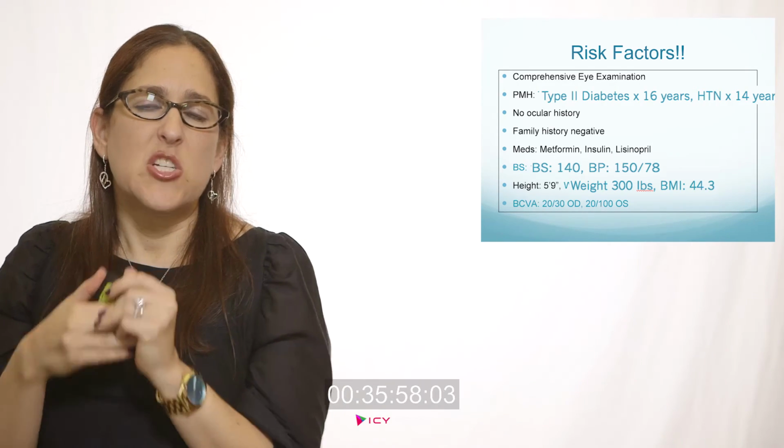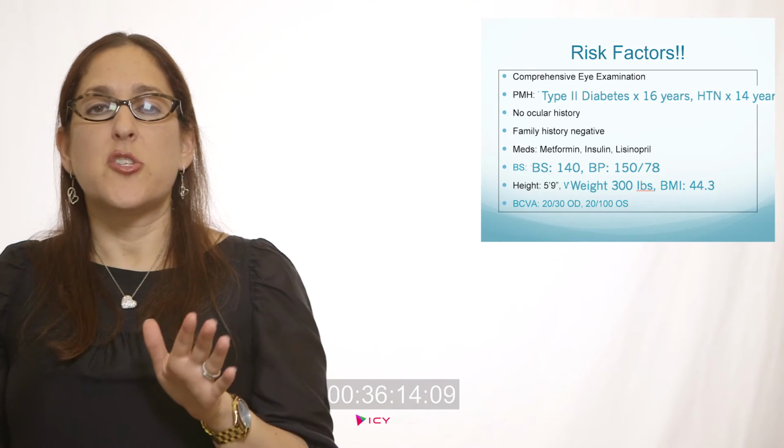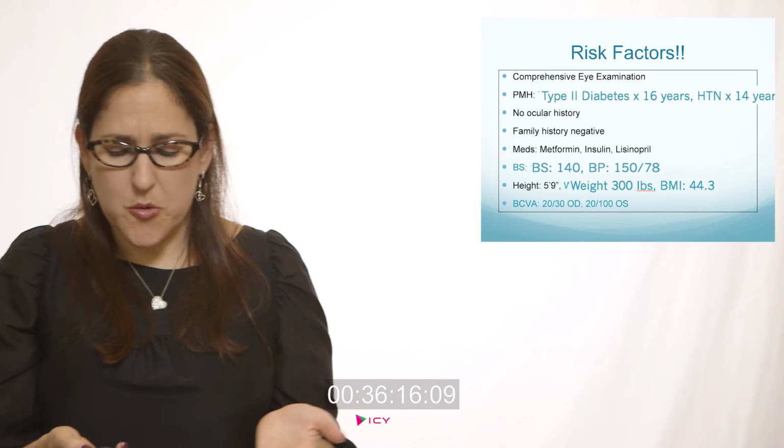Okay, so she's got a lot of stuff going on here. Look at her weight, 300 pounds, and she's 5'9". So her BMI is 44.3. Remember, it's a risk factor. We want the BMI to be less than 25. Her visual acuity is decreased in both eyes, more so in her left than in her right, 20/30, 20/100. So overall, we have a very poor clinical picture here just as far as risk factors go.